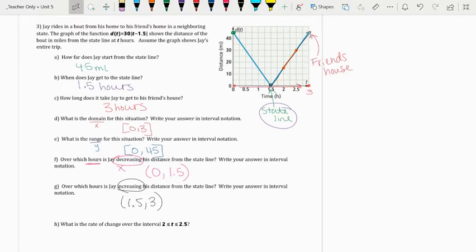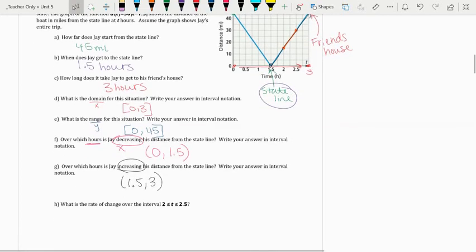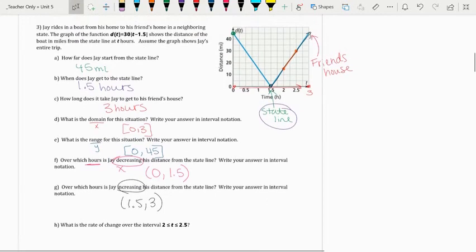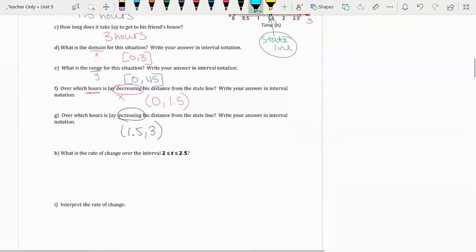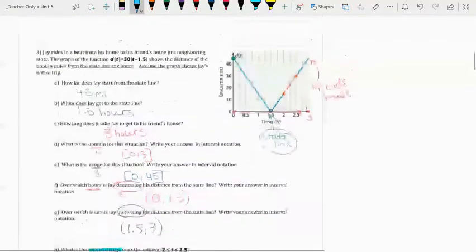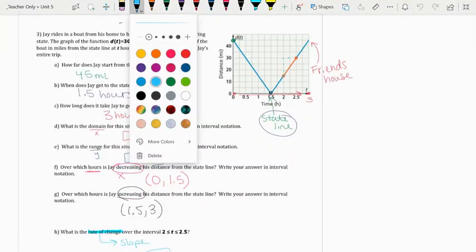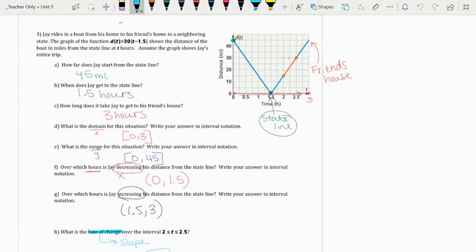Now, in the last one, it says, what is the rate of change over the interval 2 to 2.5? So 2 to 2.5 is what is in the orange up here. And it's asking what our rate of change is. Well, rate of change is the same thing as slope. So we could do rise over run to find our answer. In this case, our slope is going to end up being up 3 over 2.